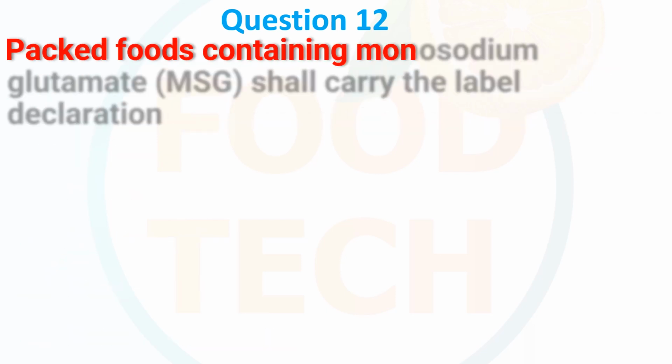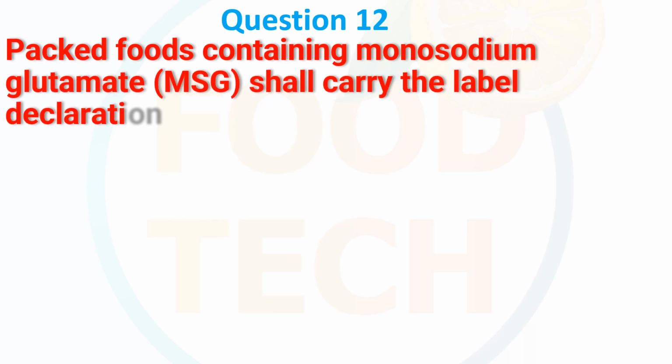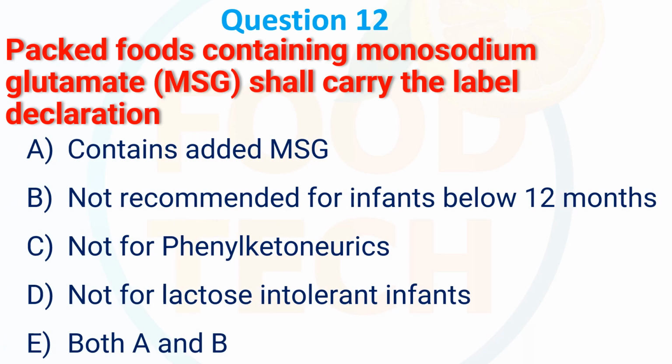Packaged food containing monosodium glutamate shall carry the label declaration: A. Contains added MSG, B. Not recommended for infants below 12 months, C. Not for phenylketonurics, D. Not for lactose intolerant infants, E. Both A and B. The answer is E. Both A and B.